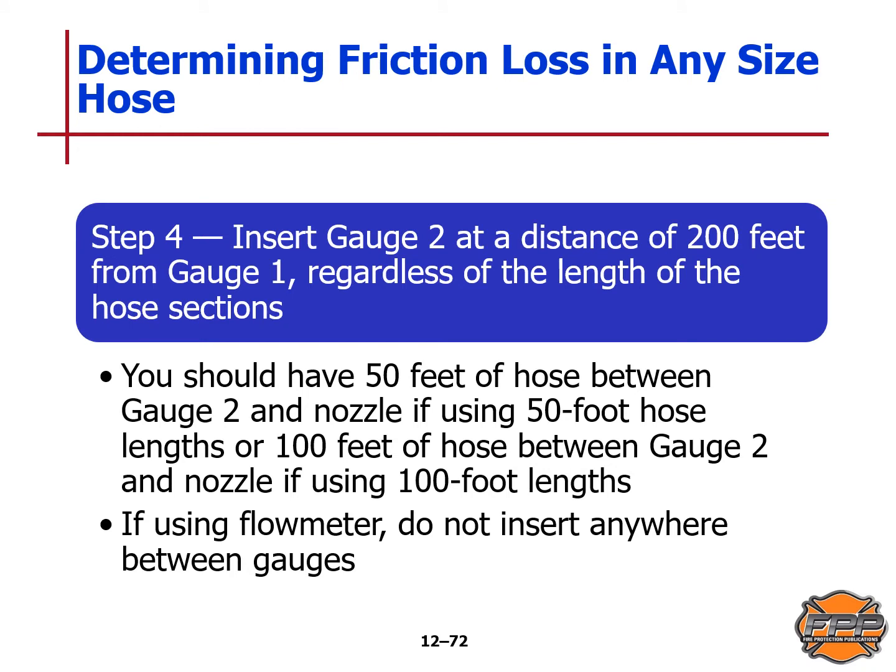Step 4. Insert gauge 2 at a distance of 200 feet from gauge 1, regardless of the length of the hose sections. You should have 50 feet of hose between gauge 2 and the nozzle if using 50-foot hose lengths, or 100 feet of hose between gauge 2 and the nozzle if using 100-foot lengths. Using a flow meter, do not insert anywhere between the gauges.